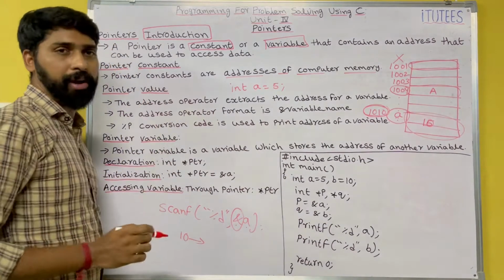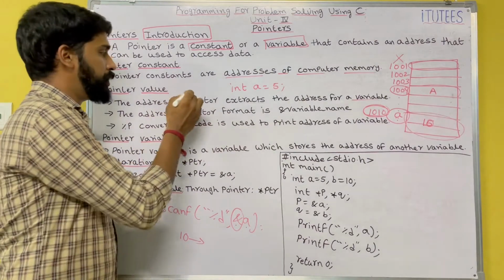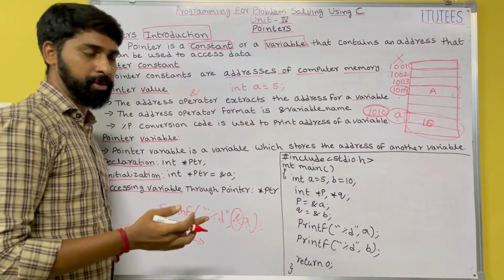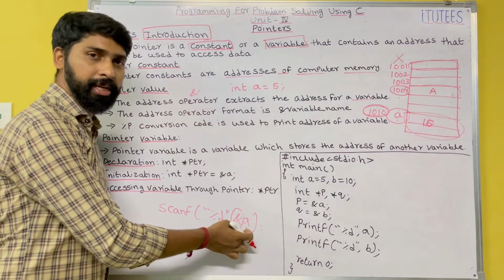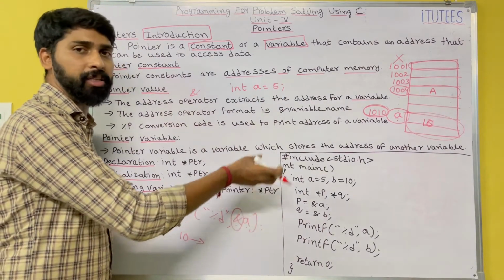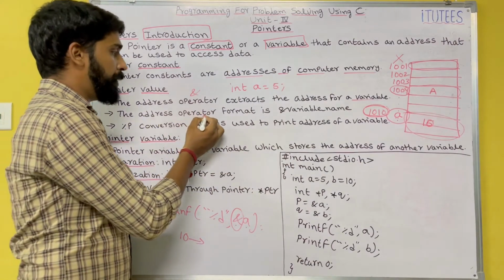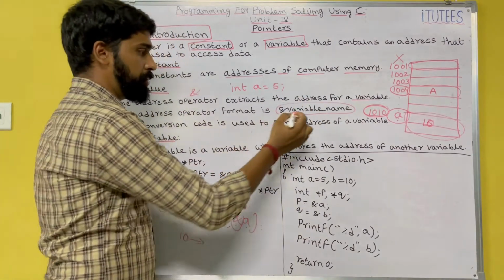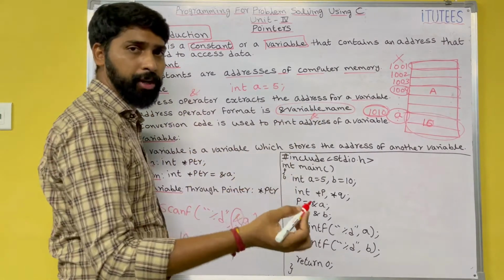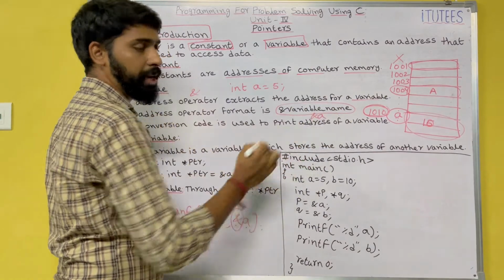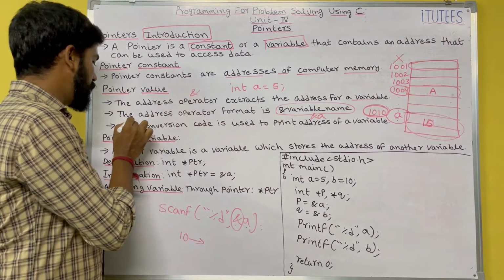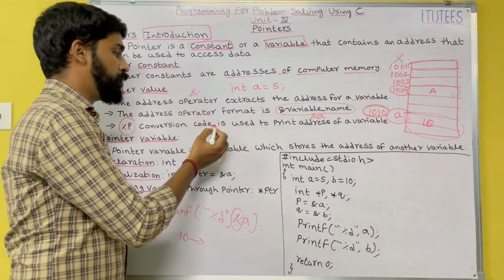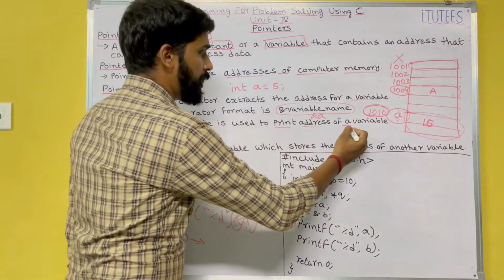Now, pointer value: the address operator. What is the address operator? Ampersand extracts the address of a variable. Here &a means it is referencing the address of a. The address operator format is ampersand followed by the variable name. In this case, the variable name is a. Next, the control string: the %p conversion code is used to print the address of a variable.